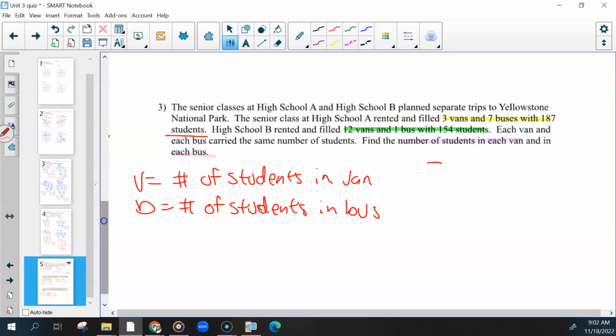So then your 2 equations, 3b plus 7b equals 187. And 12b plus 1b equals 154. I want to say it was 22 and something else. I really do not remember.